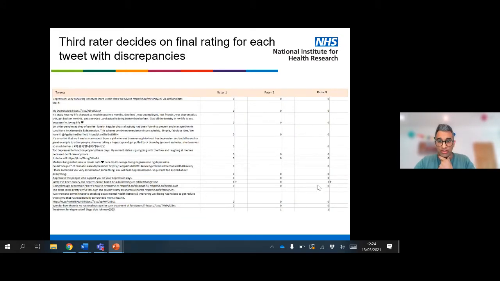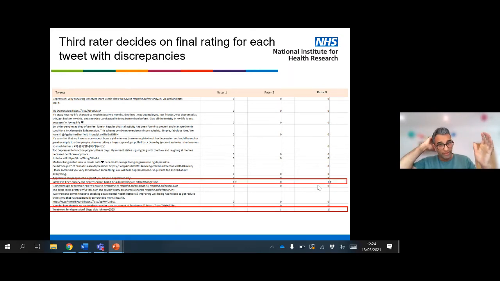There's tweets. I'm taking it to a third rater. I'm saying, okay, this is the kind of data set. Can you help me understand? So there's this tweet. The first person said it is stigmatizing. The second person said it's not. What do you think? Or they said it is.